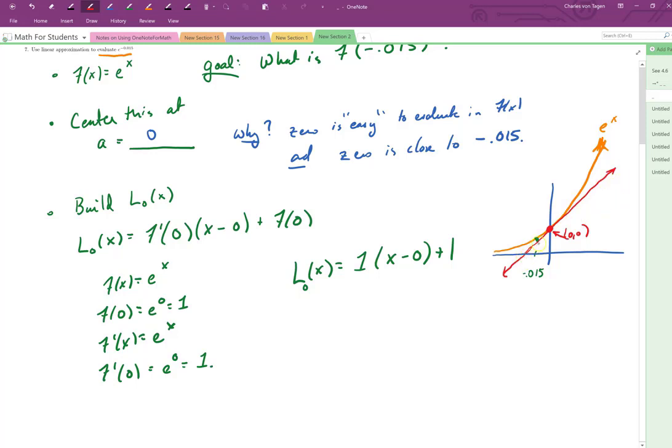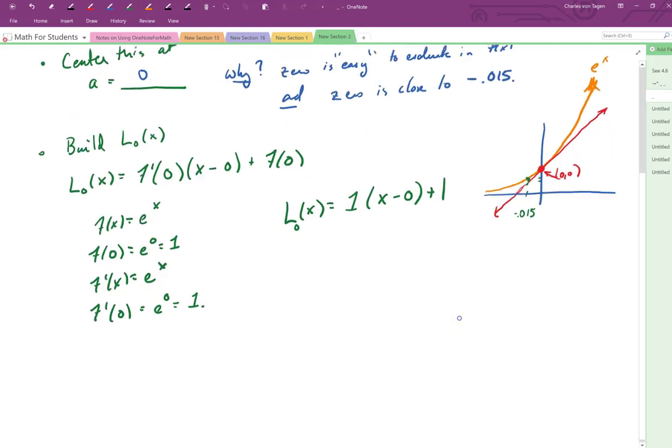And so rather than plugging negative 0.015 into the orange function, which is hard to do, we're going to plug negative 0.015 into the line and get a decimal approximation on it. And you can see that the y values of the point on the function and the point on the line, although my picture makes them look a little bit far away, are pretty close to one another. Those y values are close. So that's the idea of this procedure.